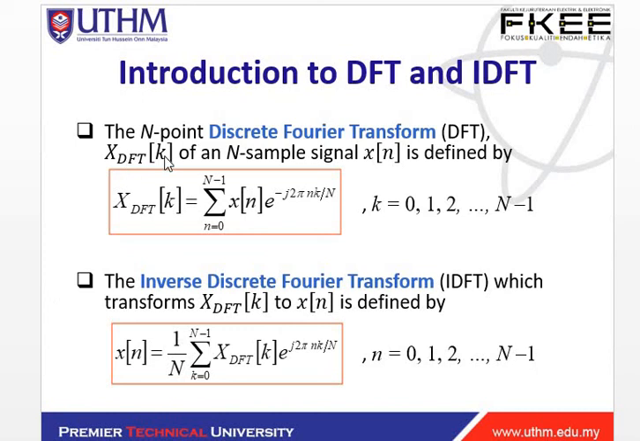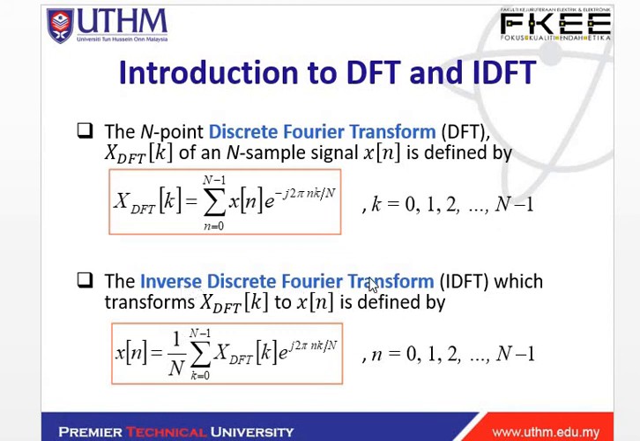This is the formula for the discrete Fourier transform. X DFT, DFT is discrete Fourier transform. X DFT k equal to the summation from n equal to 0 to N minus 1 of x[n], where x[n] is the discrete signal, times exponent minus j 2 pi nk over N. So the k can be from 0 to N minus 1.